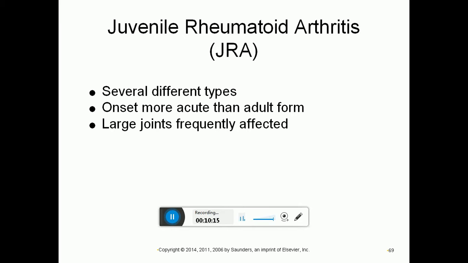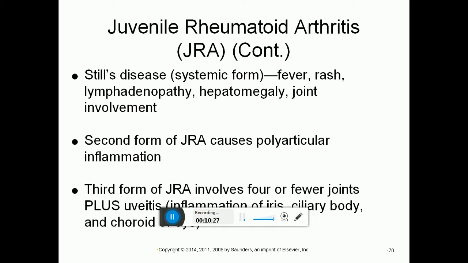JRA, or juvenile rheumatoid arthritis, is RA that happens in kids. Larger joints are affected though, so usually it's the knees and the elbows. If there's a systemic component to it, where there's fever, rash, enlarged lymph nodes, and even an enlarged liver, so hepatomegaly, plus the joint involvement, this is called Still's disease.